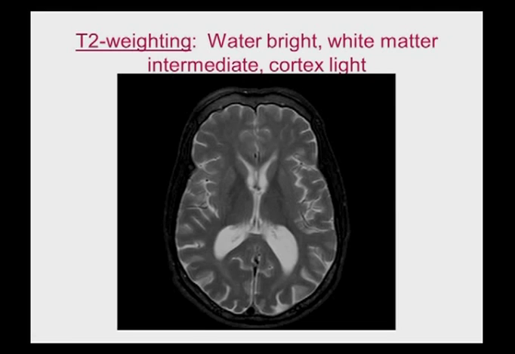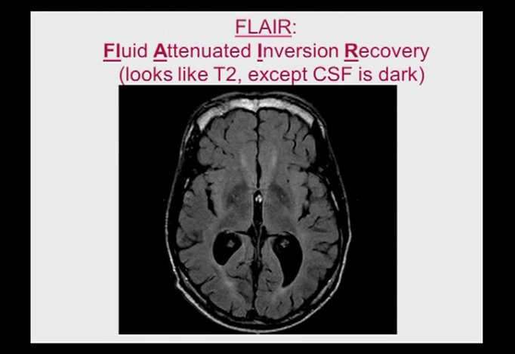Then they came up with a new technique maybe about 20 years ago, primarily to look at patients with MS, which is called fluid attenuated inversion recovery, or FLAIR images. This is basically a T2 image, but they have a trick which I don't quite understand how they do, but they invert the water signal that's free water in the CSF. So instead of looking bright, it looks dark. But tissue water still looks light.